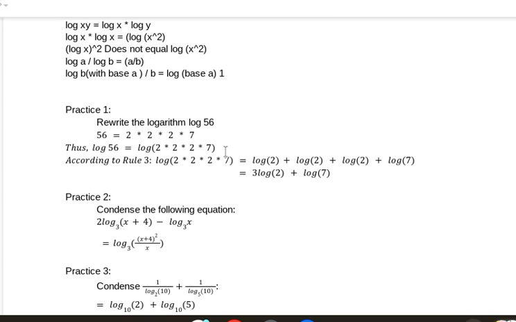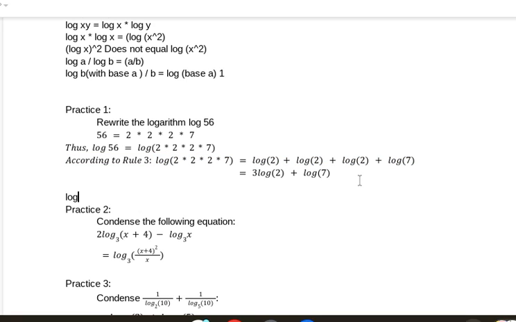Okay, so log 2 times 2 times 2 times 7 can be simplified into this one. You may be very confused how that works. Yeah, you are confused, right? So I'm going to tell you log 56 is equal to log 2 times 2 times 2 times 7. Think about it like this.